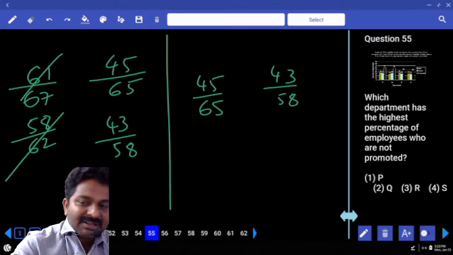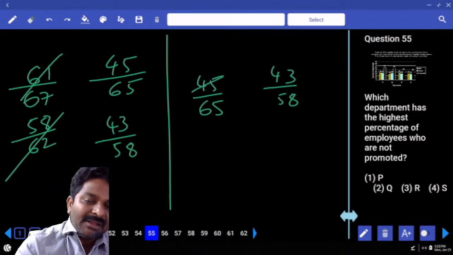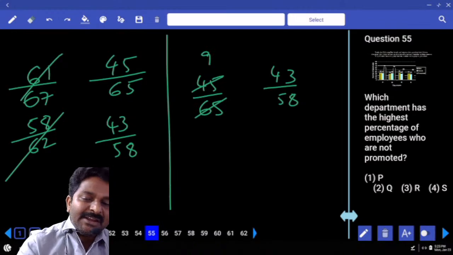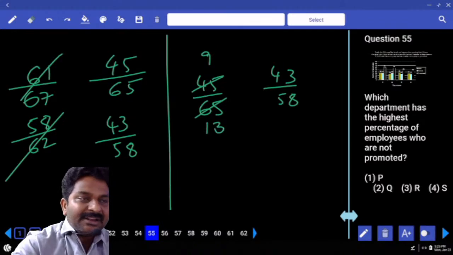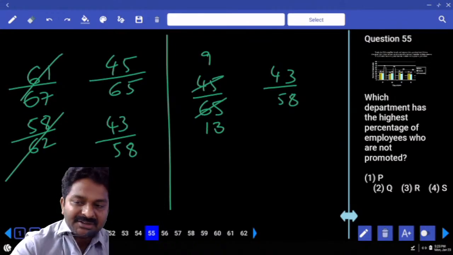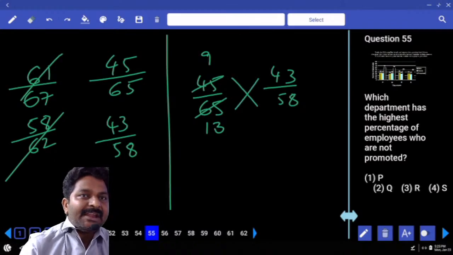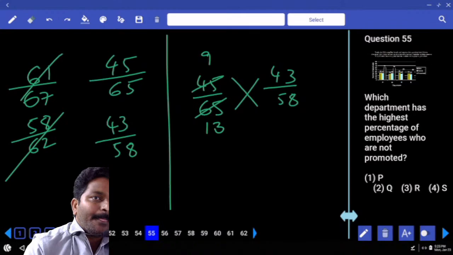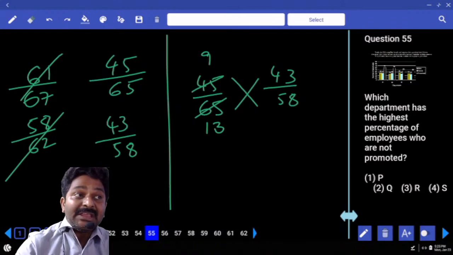When you want to go for cross multiplication, let me tell you one point here. Here 5 multiples are there, 5 nines and here 13 times, simplified value. On the right hand side, 43 is a prime number, and the denominator 58 you cannot change. Let's go with cross multiplication. 9 times 58 means 10 times minus 1 time: 580 minus 58.